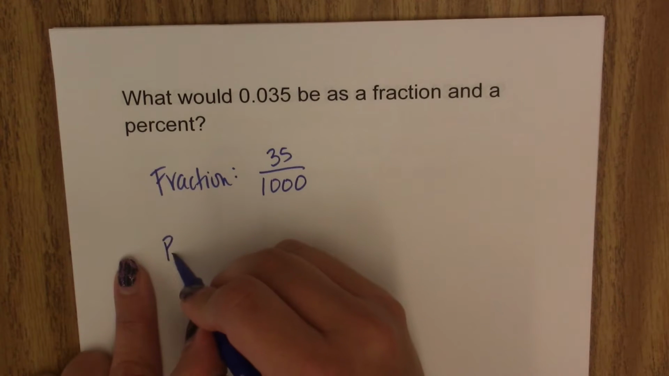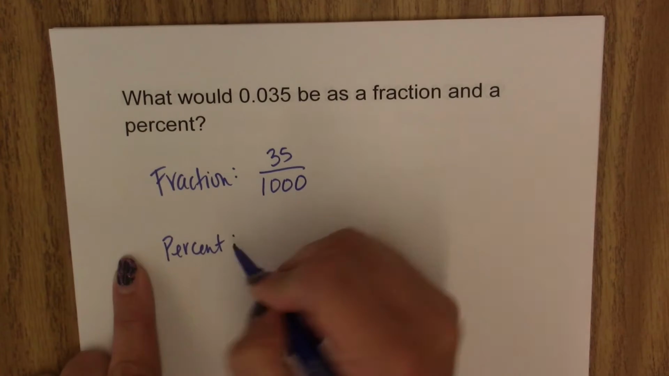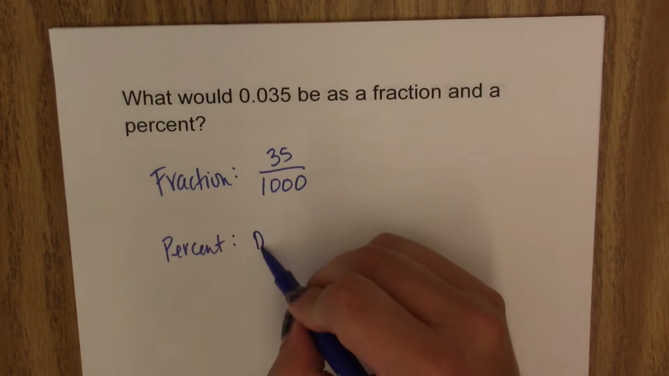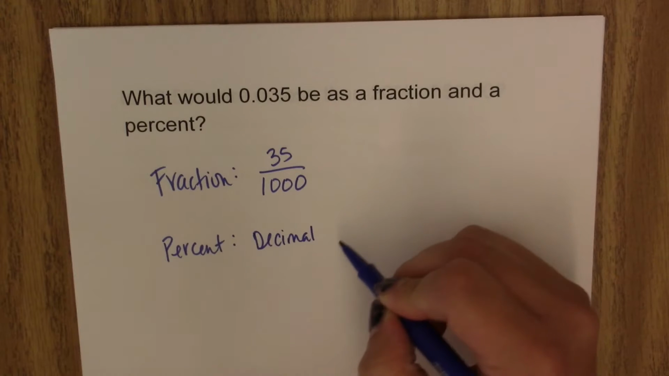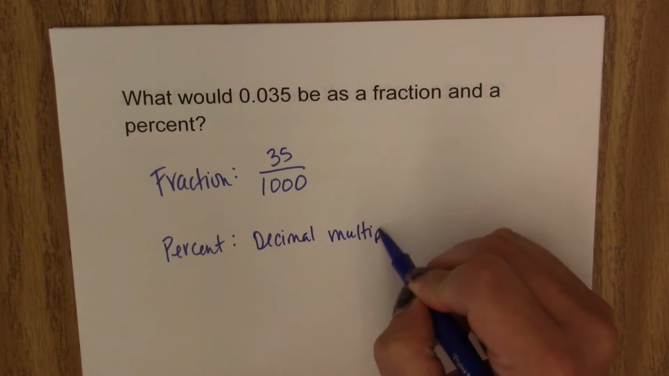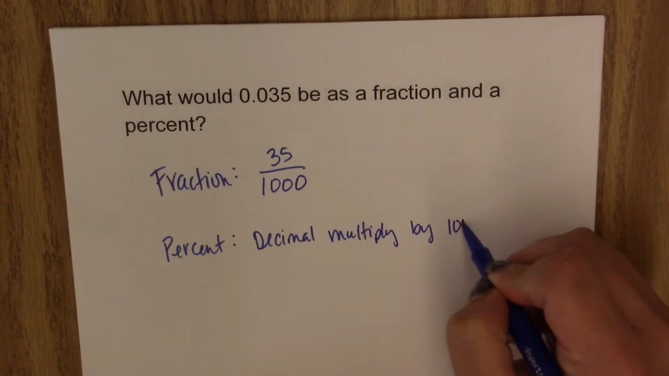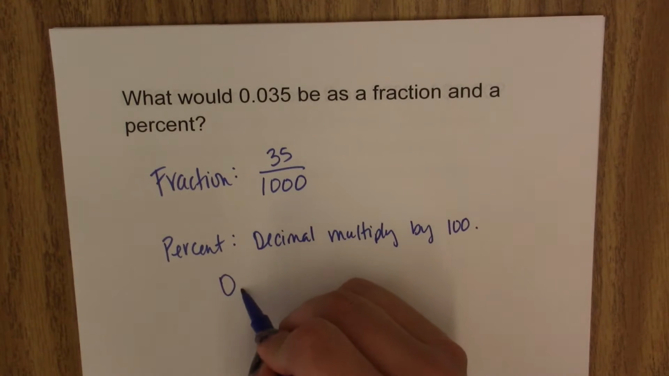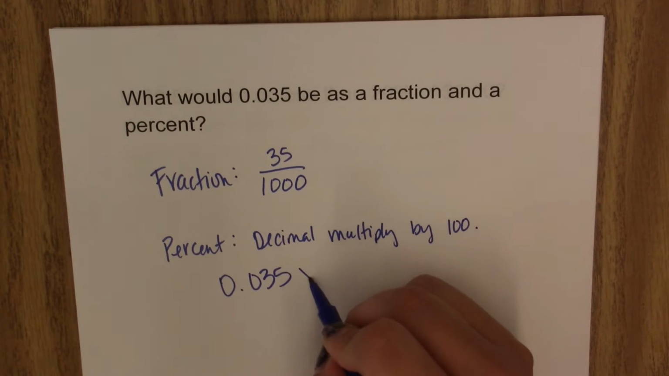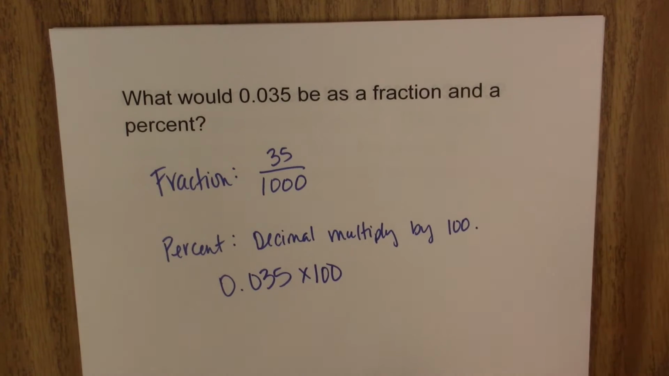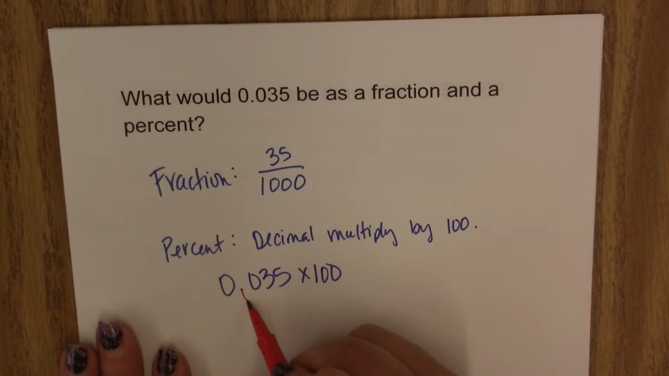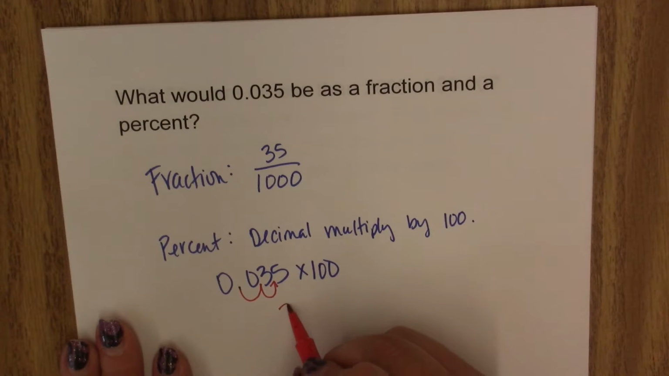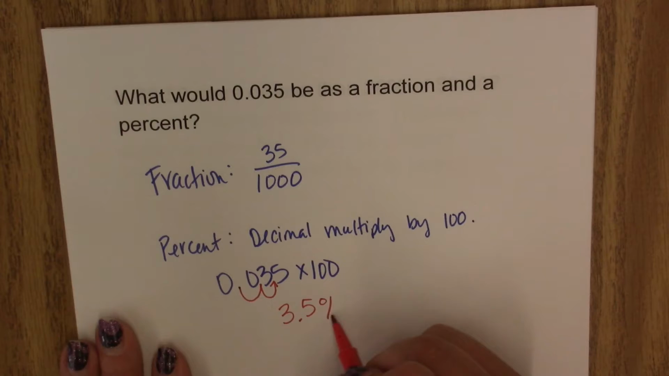All right, now to find our percent, we take our decimal and multiply by 100. So if our decimal is 0.035 and we times that by 100, what we end up doing is moving our decimal place over 2 places to the right. So I'm going to use this red pen, so we're moving it over 1 and moving it over 2, and so our decimal would go here. So this would be 3.5%.